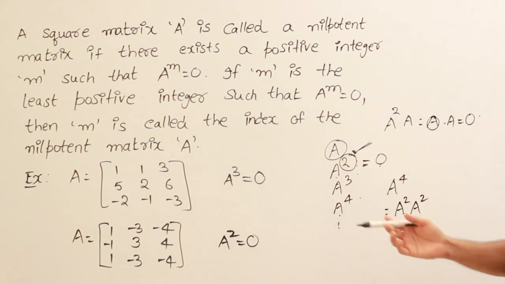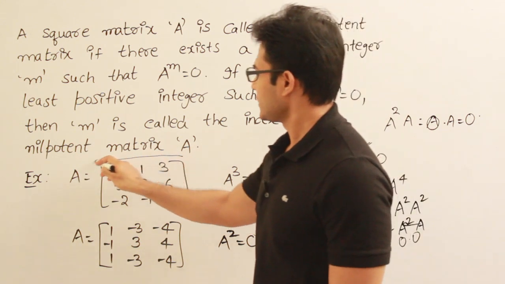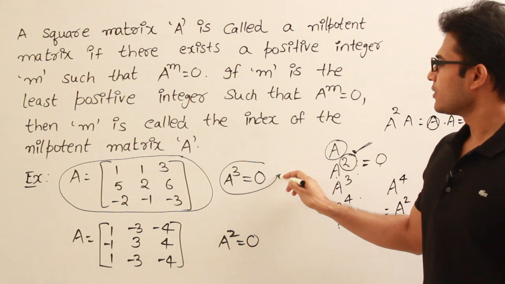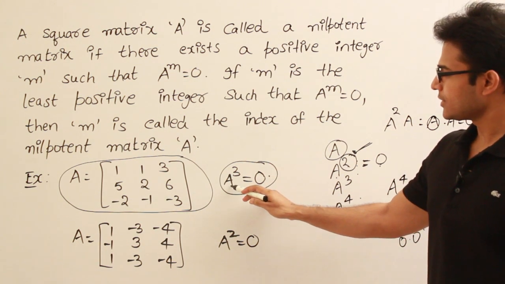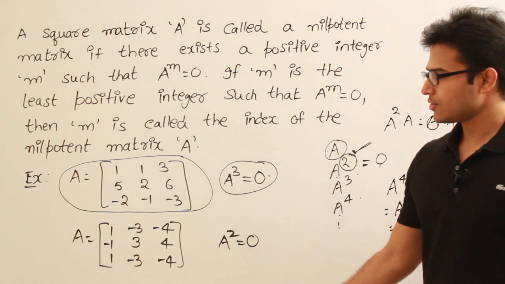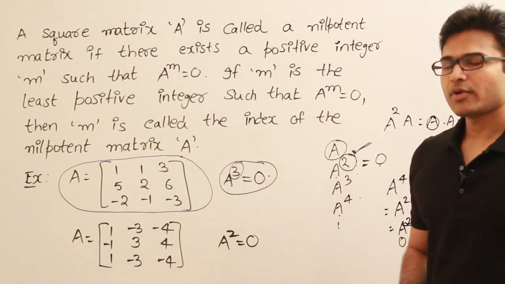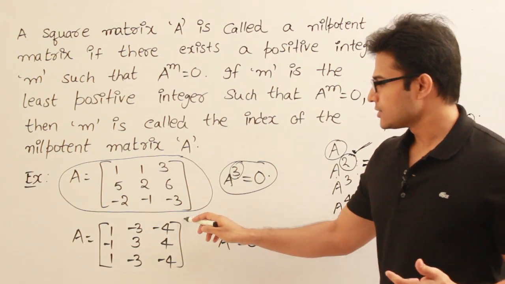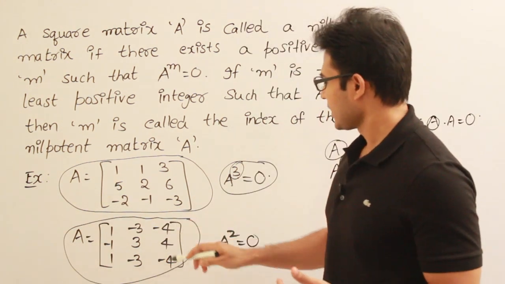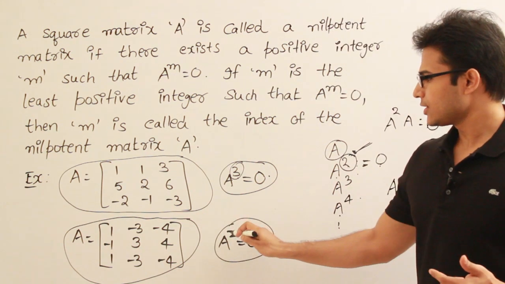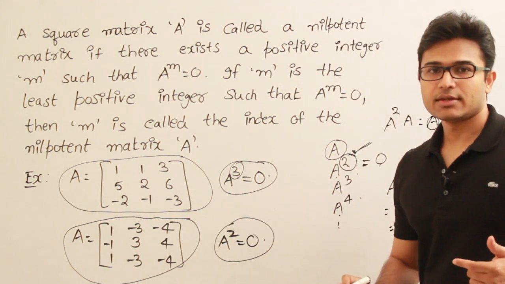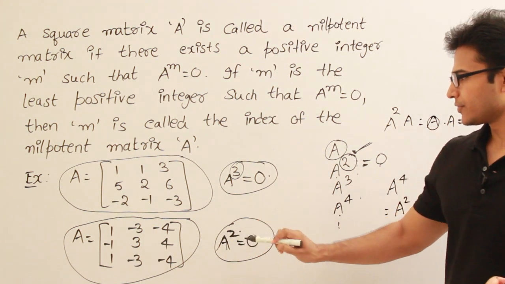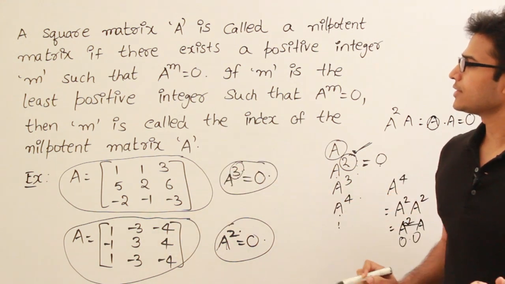So you can take this example. See this with an example, it will be clear. If A is this, and now we know that A cube equals null, therefore we can say that A is a nilpotent matrix of index 3. So if you try to find A square, it is not equal to null, therefore the index is 3. And if A is this matrix, then we can see that A square is equal to null. Therefore, we can say that A is a nilpotent matrix of index 2. Here, A is a nilpotent matrix of index 3, right?